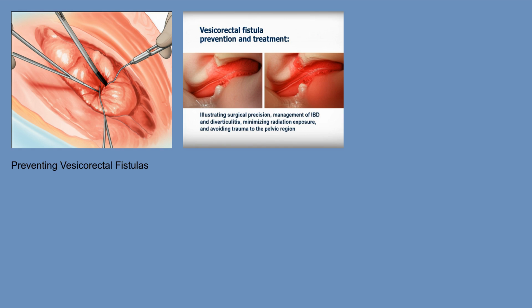Preventing vesicorectal fistulas is not always possible, but certain measures can reduce the risk. Proper surgical technique during pelvic and colorectal procedures is crucial. Careful management of inflammatory bowel disease, including medication and lifestyle modifications, can help prevent fistulas related to Crohn's disease. Prompt treatment of diverticulitis can prevent complications such as abscess formation and fistula development. For patients undergoing radiation therapy to the pelvis, careful treatment planning and techniques can minimize the risk of radiation-induced fistulas. Avoiding traumatic injuries to the pelvis can also help prevent fistulas.